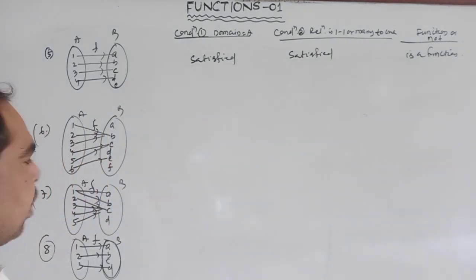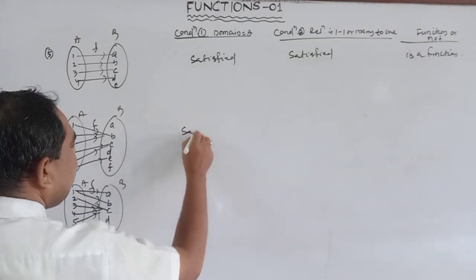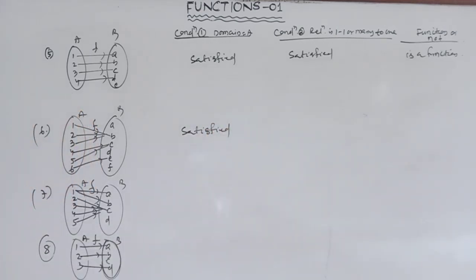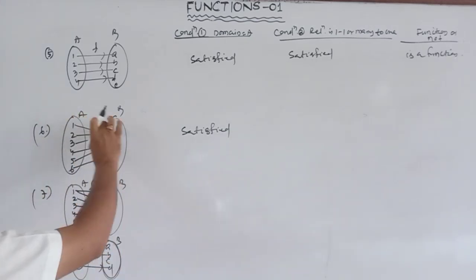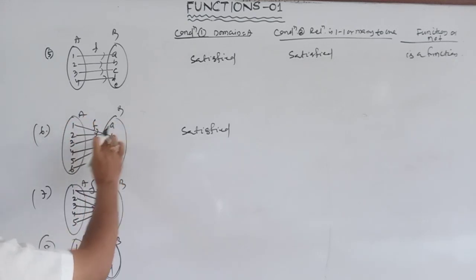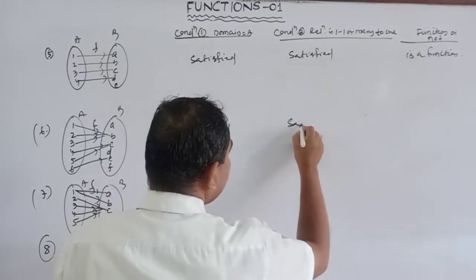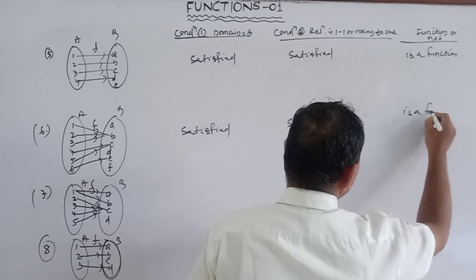Okay. Next, question number 2. Every element of set A is related to the elements of set B, so condition 1 is satisfied. Condition 2 is also satisfied because it is a many to one relation. Many elements of set A are related to one element of set B. This is a many to one relation, so it is satisfied. So it is a function.